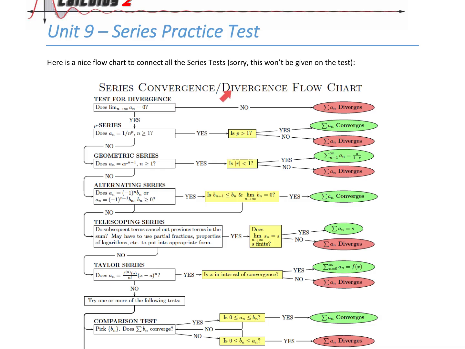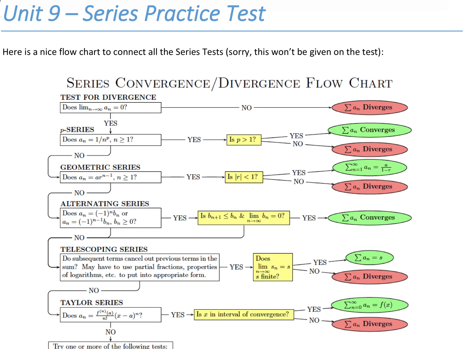So, a quick review here. First we have a test for divergence. That's to see: does the limit equal 0 of the terms a sub n? Well, if that's no, then it diverges. That's the nth term test right there.